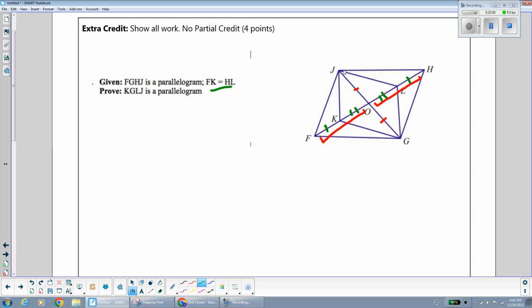And then step 5, KGLJ is a parallelogram. If diagonals bisect each other, the quadrilateral is a parallelogram.